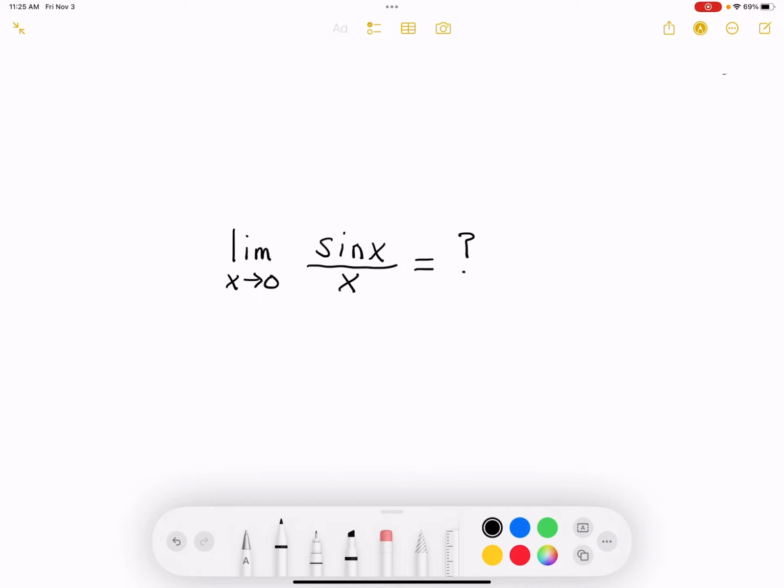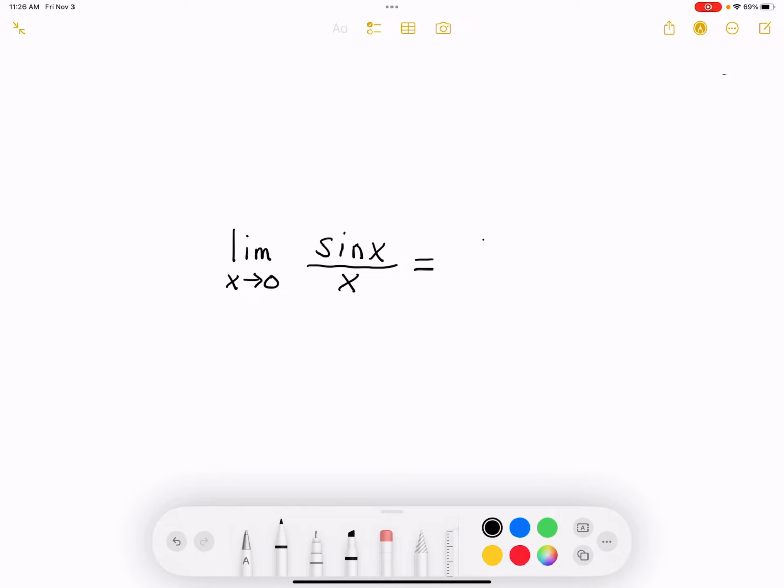In this video, we're going to be talking about the following limit, and that's the limit of the function sine x over x as x approaches 0. There are numerous ways to evaluate this limit, and typically with any limit, the first thing that you want to do is just try a direct substitution.